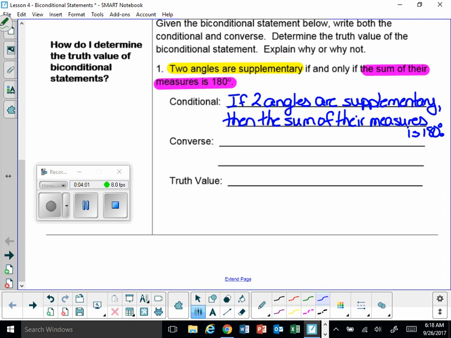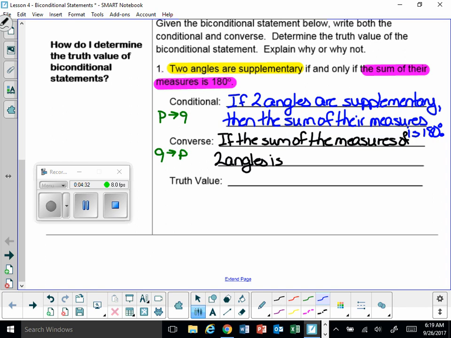Let's write the converse of that. Remember, conditional is P, then Q. Converse, we switch, Q, then P. So, if the sum of the measures of two angles is 180 degrees, then they are supplementary. I'm going to abbreviate supplementary here.